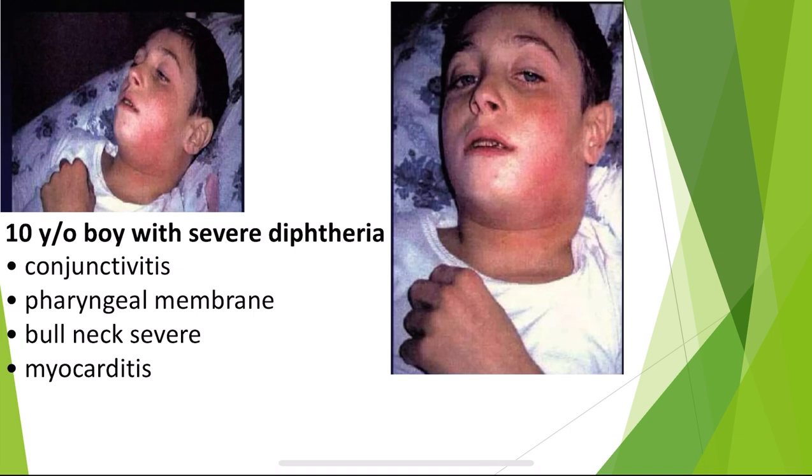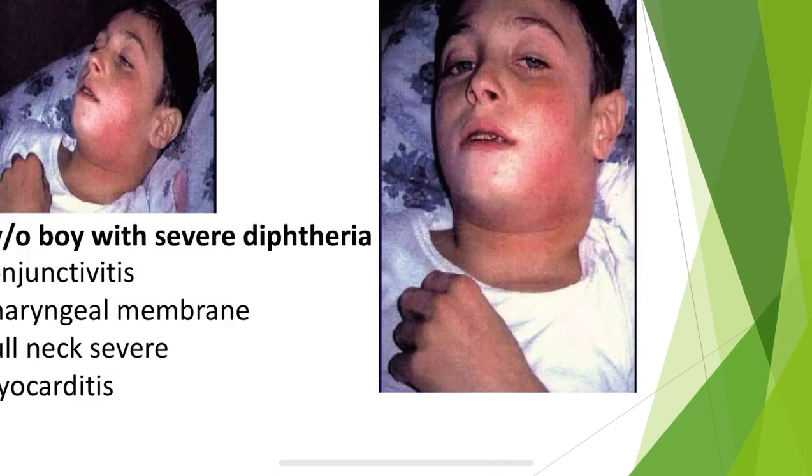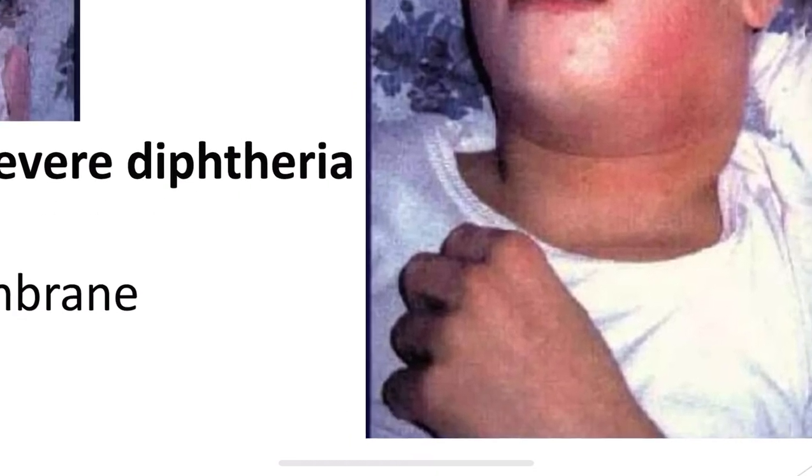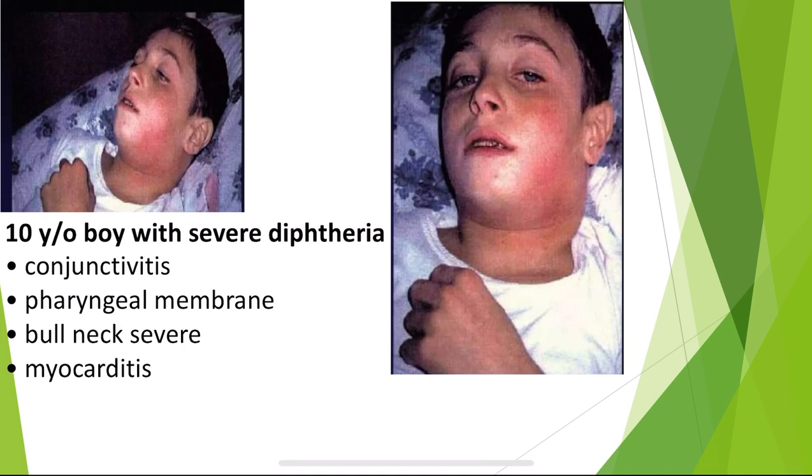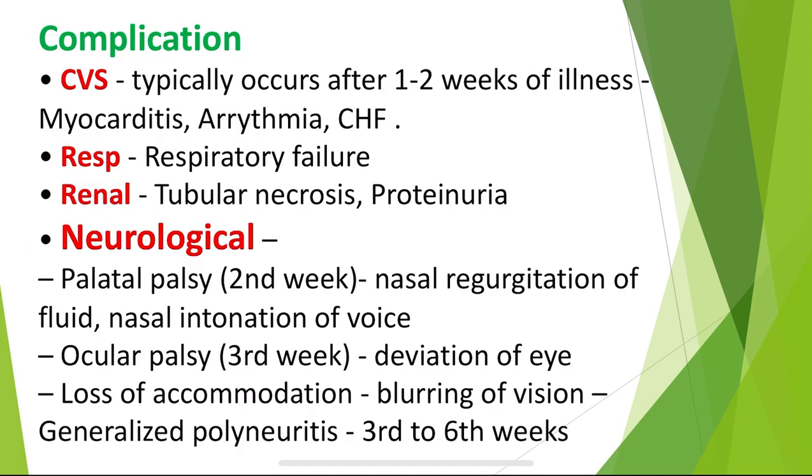Here is a case of a 10-year-old boy with severe diphtheria. He is presenting with conjunctivitis, the pharyngeal membrane, and a severe bull neck. You can see the bull neck appearance. There is a swelling of the submandibular region, swollen lymph nodes, and he also presents with myocarditis, which is one of the complications of diphtheria.